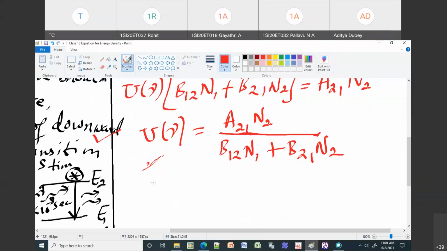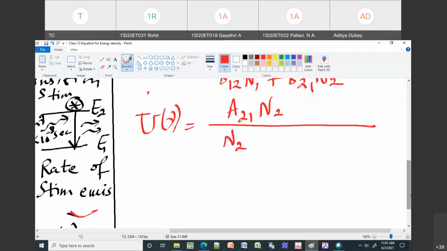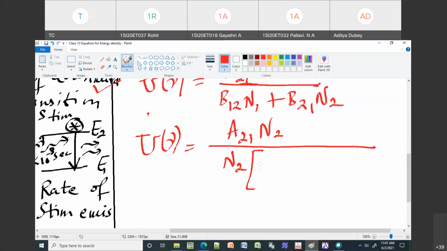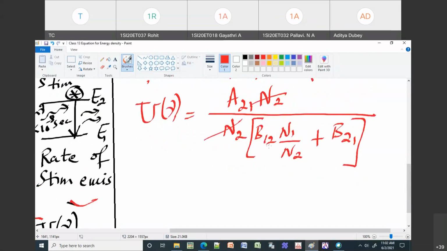So u of nu equals a21 n2, divided by n2, I am going to take it common. So in this term there is no n2, so I have to just divide it by n2. Then this term I already took the common factor. Now n2 n2 would get cancelled out, and we will do one more step. Okay, so what I will do, I will just take b12 common.